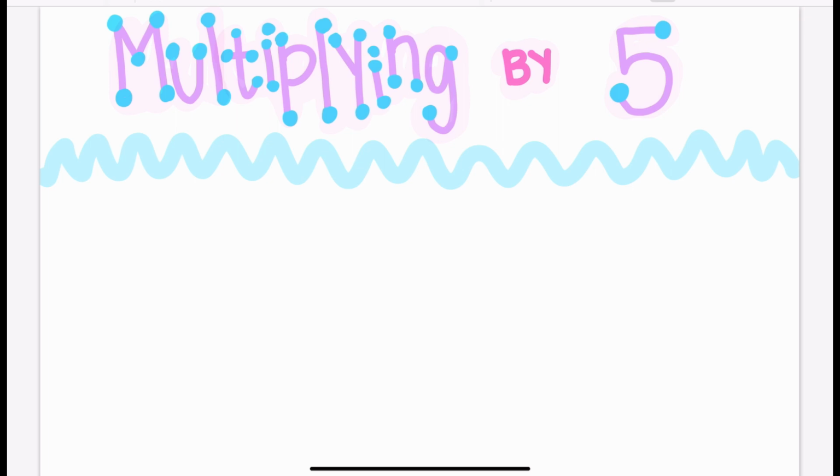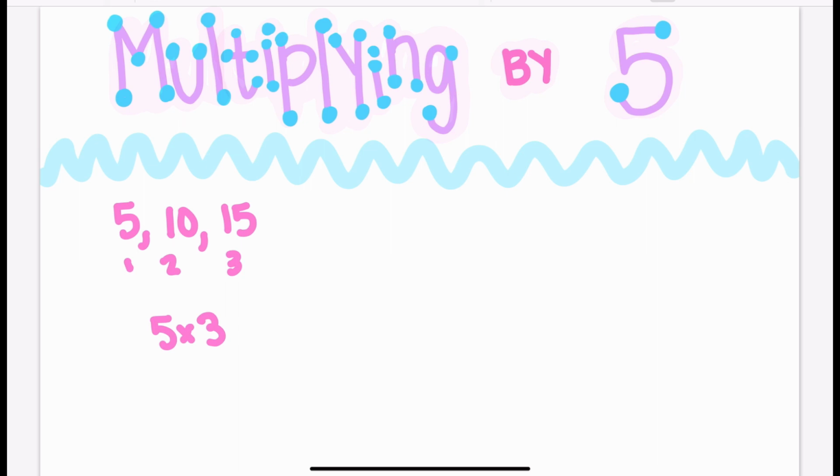Okay, so when we are multiplying by 5, a lot of times people rely on the strategy of skip counting by 5s to get to their product. So for example, if I have 5 times 3, I simply skip count by 5 3 times. While this is a great strategy and shows the true meaning of multiplication, such as 3 groups of 5, when we're trying to move towards fluency, we want to build a more efficient strategy.